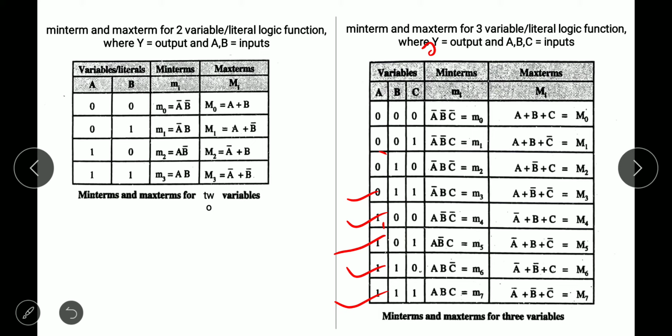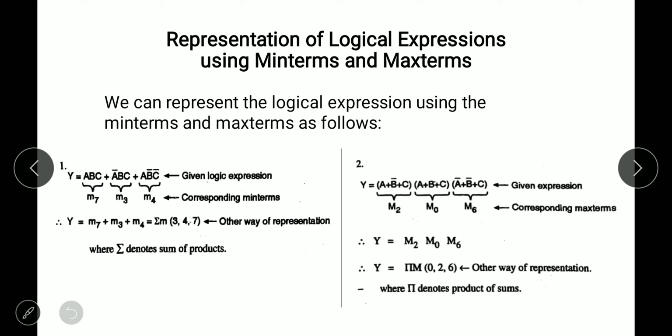This is nothing but how we can write the min terms and max terms using the table. Now, representation of logical expressions using the min terms and max terms. Okay, so we can represent the logical expressions using the min terms and max terms as follows. So first A B C, then A bar B C, then A B bar C bar.